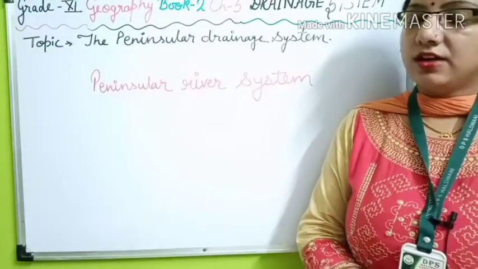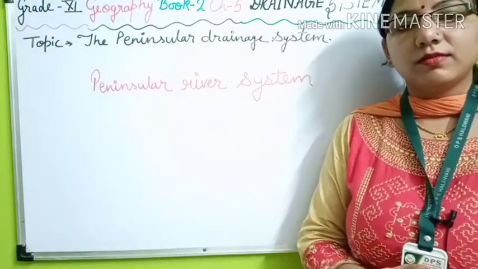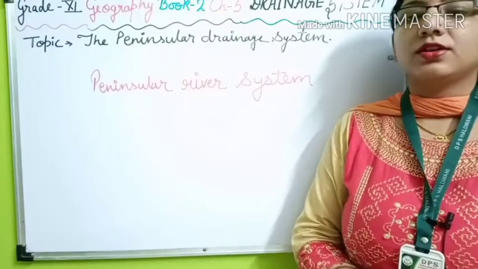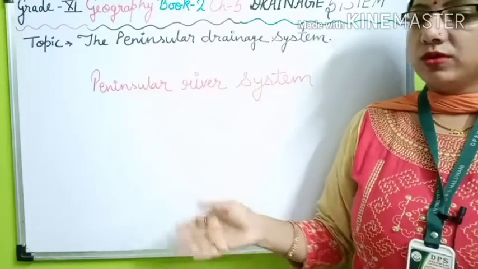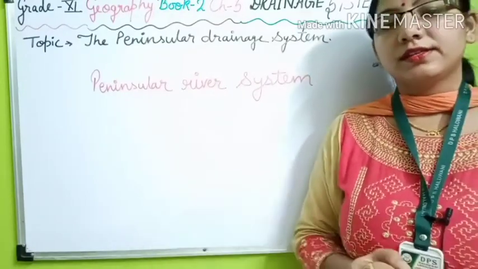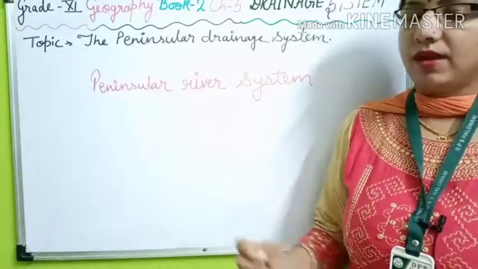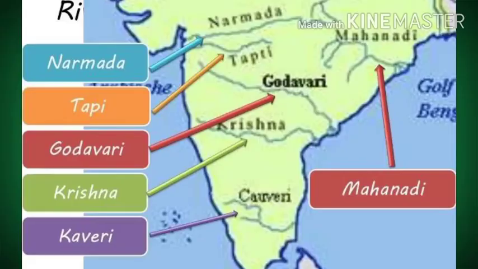There are a large number of river systems in the peninsular drainage. So to know more about this, let's see the given map. The Godavari is the largest peninsular river system. It is also called Dakshini Ganga. It rises in Nasik district and falls into the Bay of Bengal.